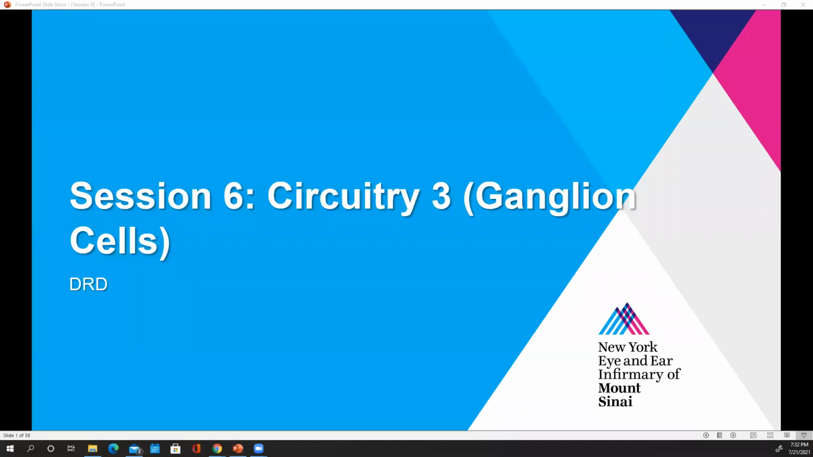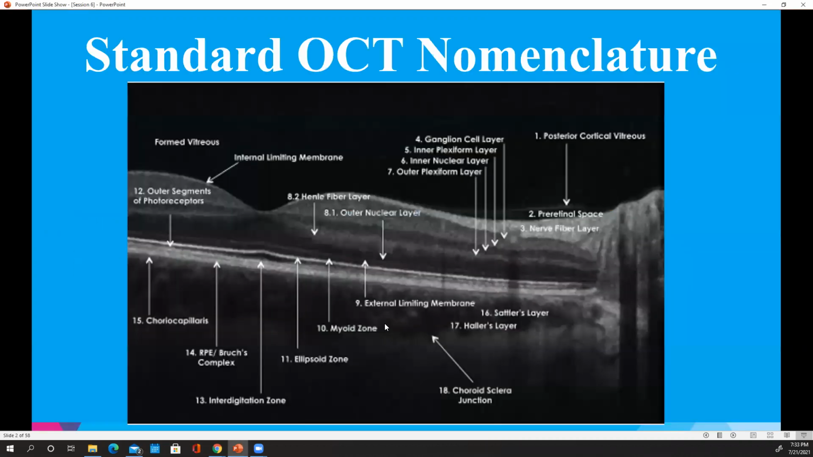Okay, so we're going to now do session 6, which is going to focus on the next part of the pathway, which is the ganglion cells. Let me just click here. So again, I go through this with you every time.